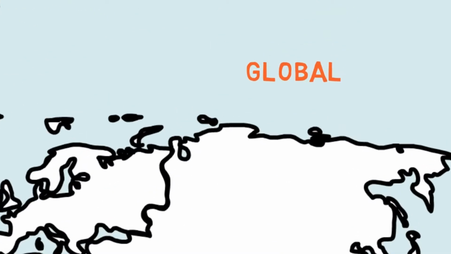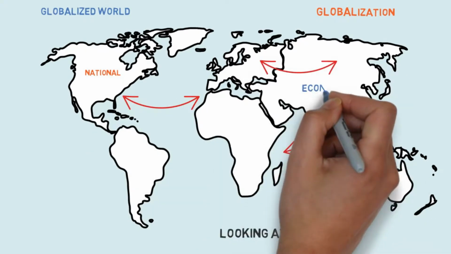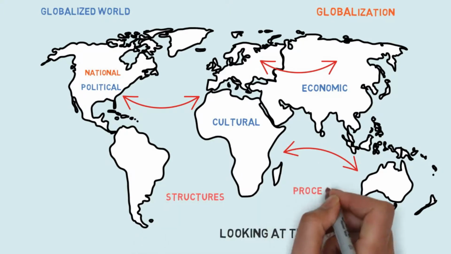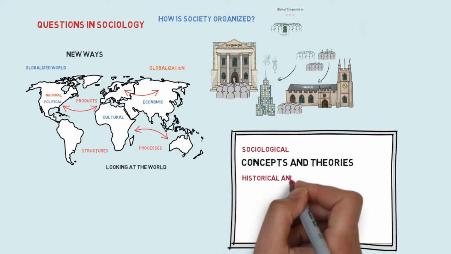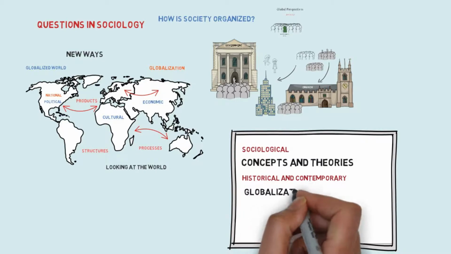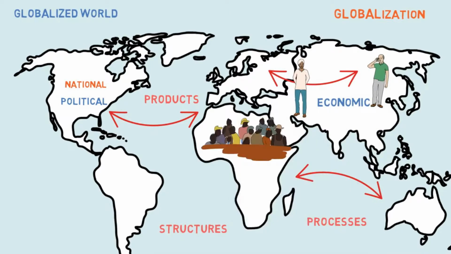Globalization is defined as the intercontinental circulation of economic, political, and cultural structures, processes, and products. In this course, we discuss historical and contemporary events and policies that contribute to globalization and how these affect and connect the lives of individuals and groups around the globe.